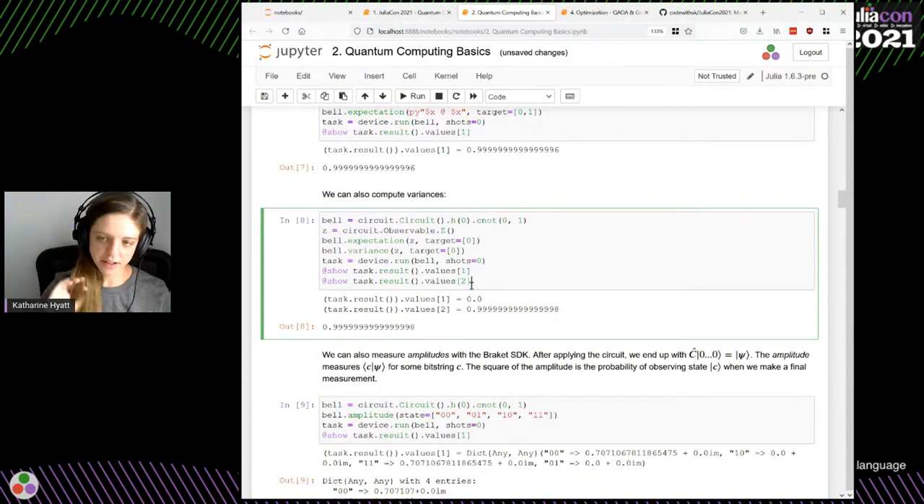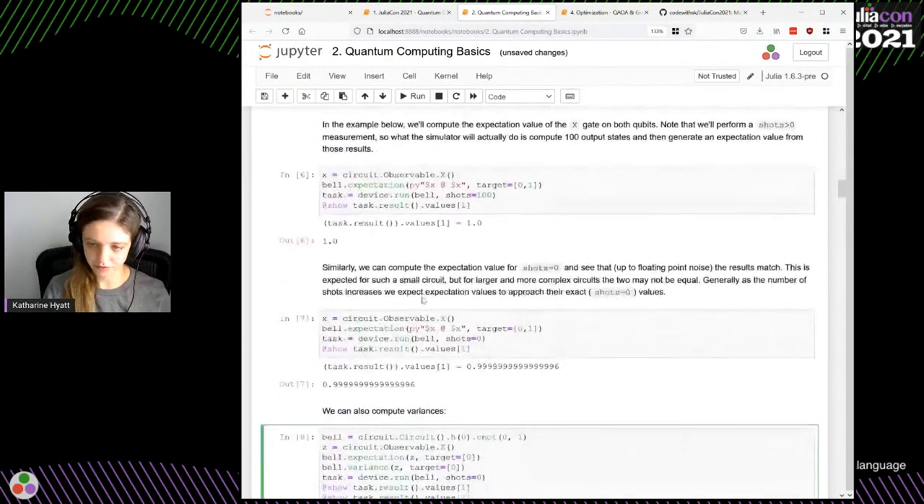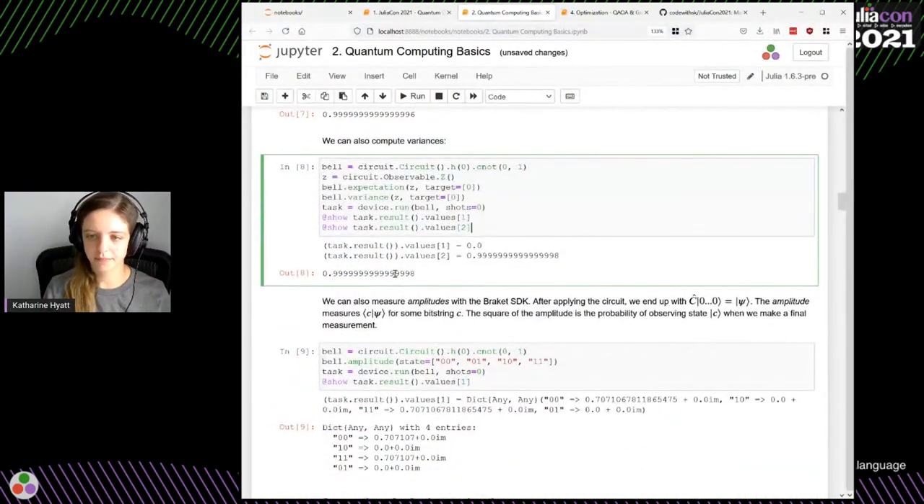And we see that the first value, which is the expectation, which is what we asked for first, is zero, and the variance is one. So for a Bell circuit, this makes sense because, as we said earlier, there are two possible output states, 0,0 and 1,1, and they occur with about equal probability. So if you're measuring whether this first qubit is in the 0 or 1 state, and it's equally likely to be in either one, then the expectation value should be 0 with a variance of 1.